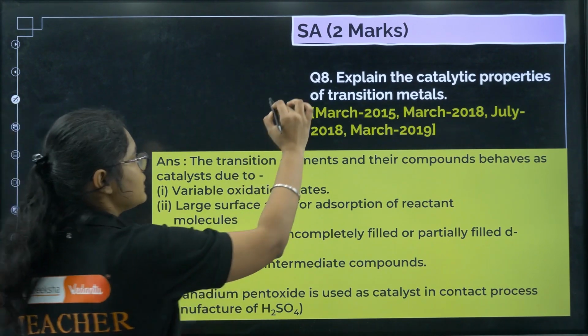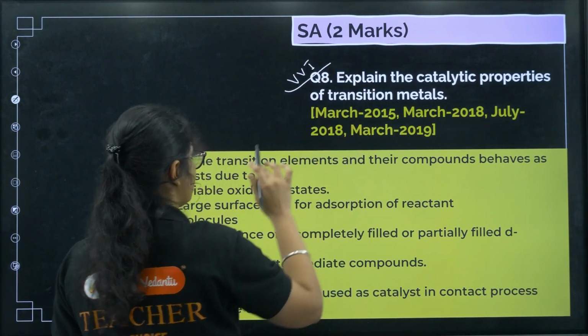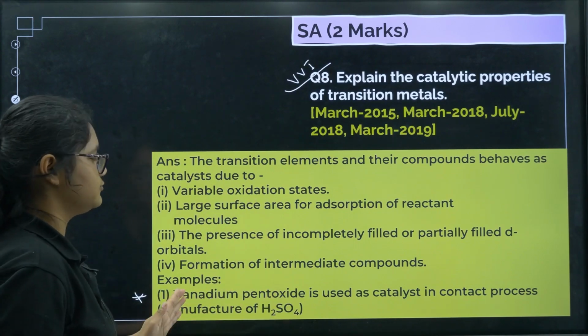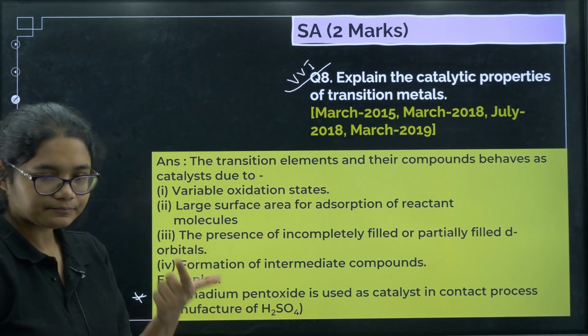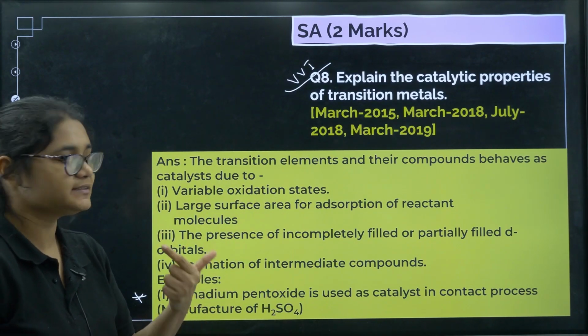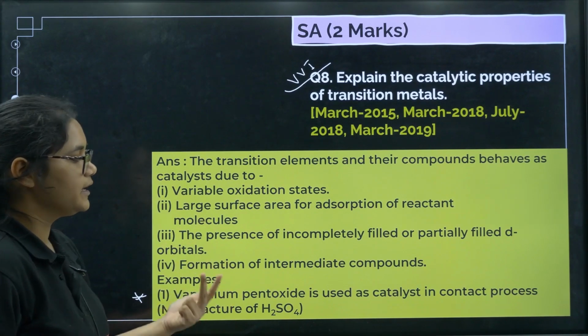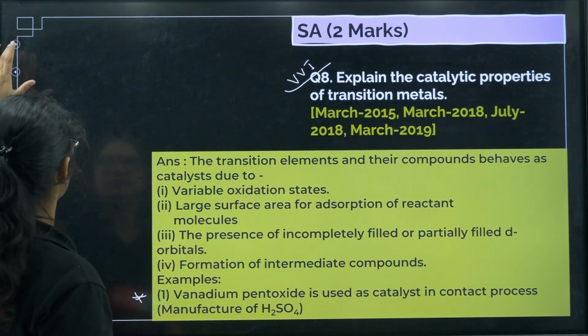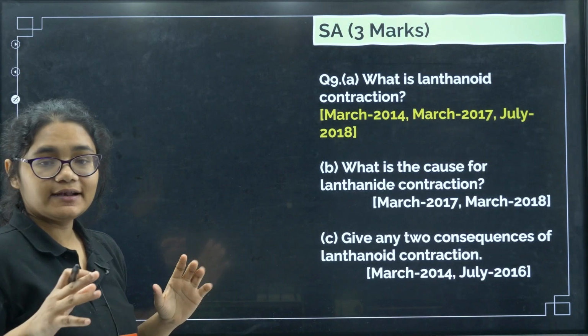So this is a very important question. Please prepare at least any 3 properties out of these 4: variable oxidation state, incompletely filled d orbitals, ability to form intermediate compounds. These are what I feel are the more probable answers. Let's see the next question here.